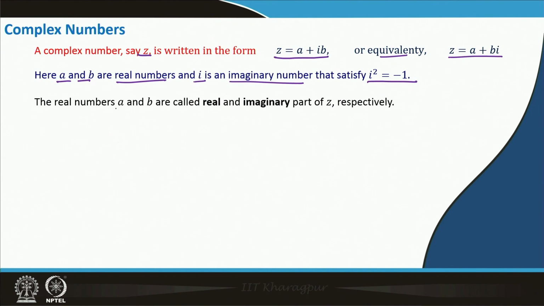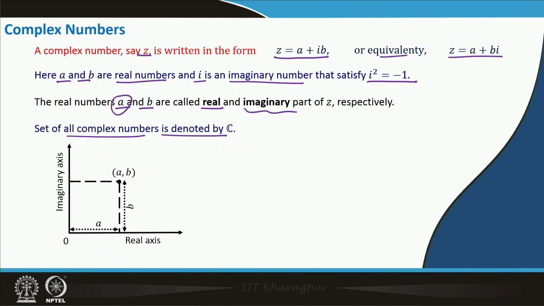So, a is called the real part and b is called the imaginary part of z respectively. All complex numbers will be denoted by C, that is the set of all complex numbers.